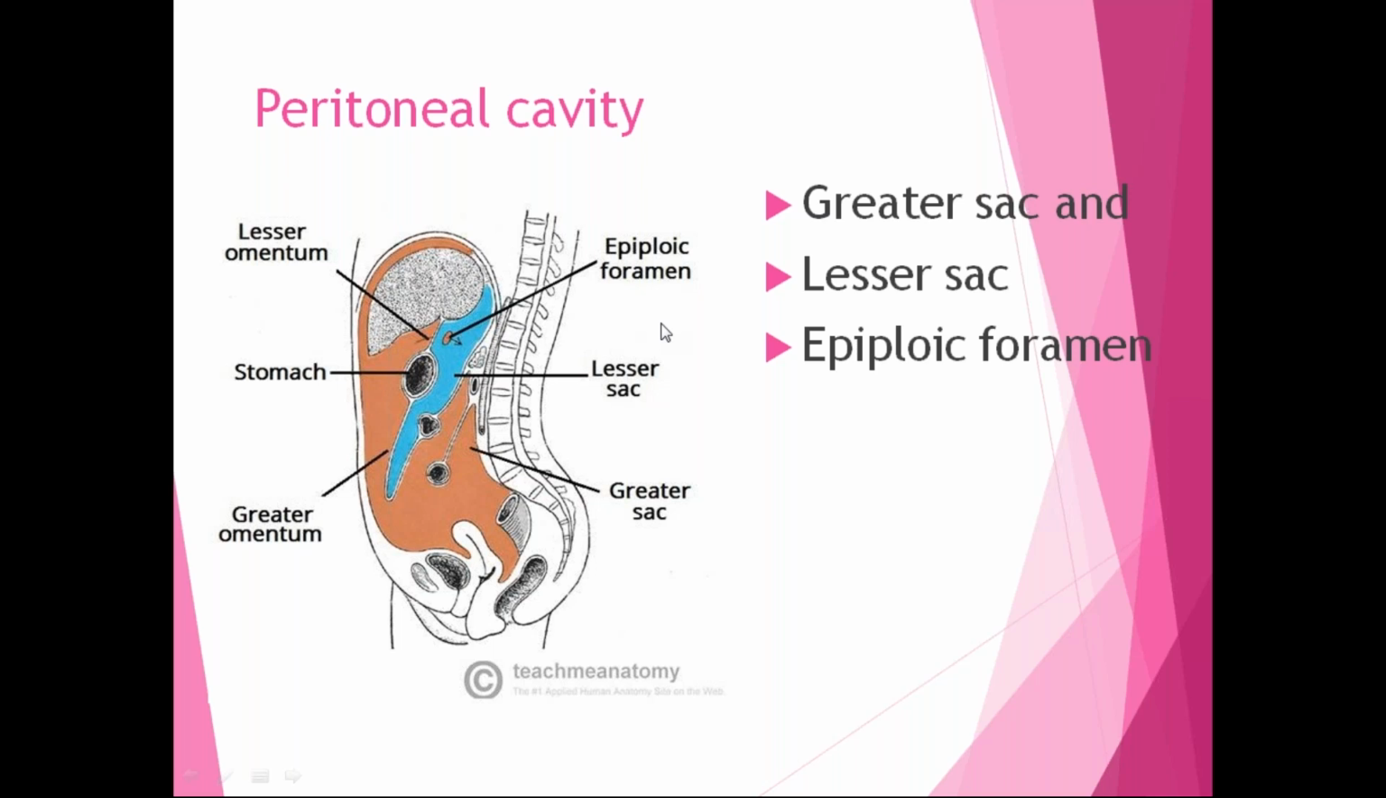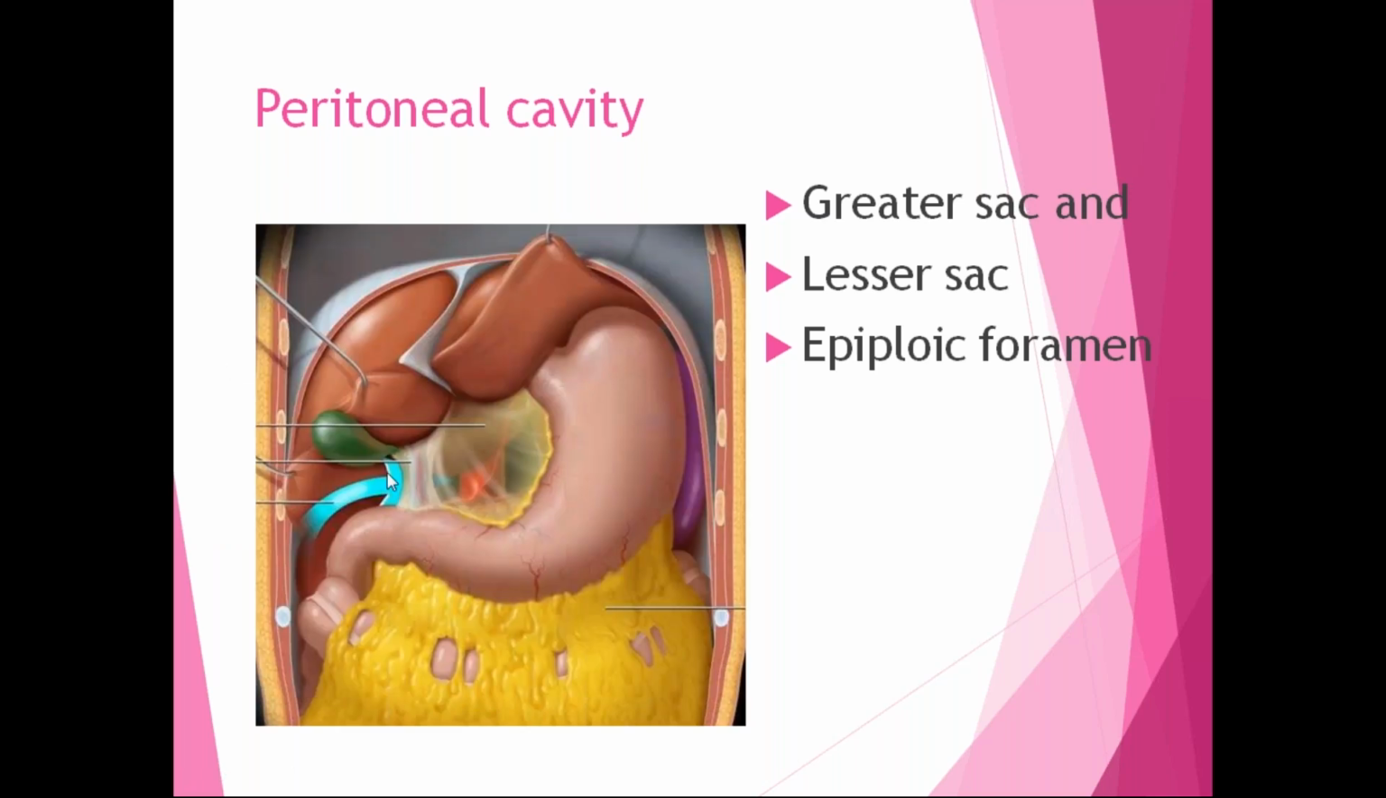Okay. You can see this arrow mark is the epiploic foramen. This layer is the lesser omentum and this is the greater omentum. So the lesser sac is the space behind the liver, lesser omentum, stomach, and second layer of the greater omentum.